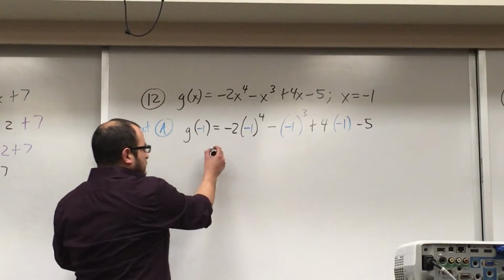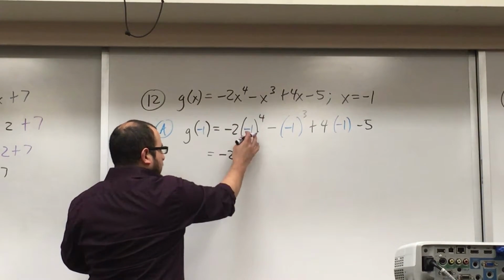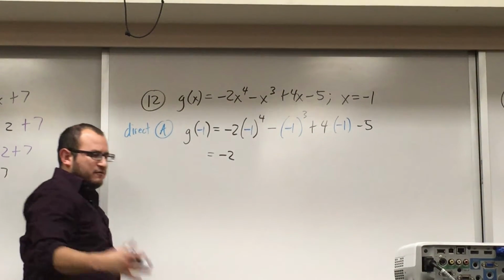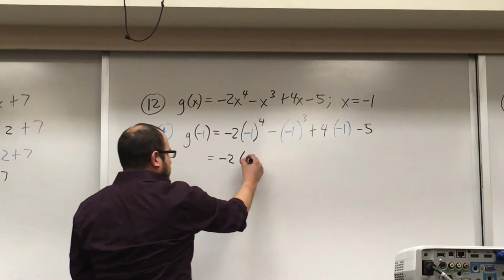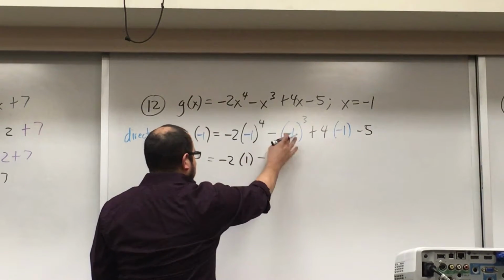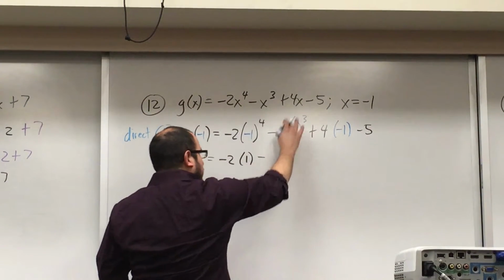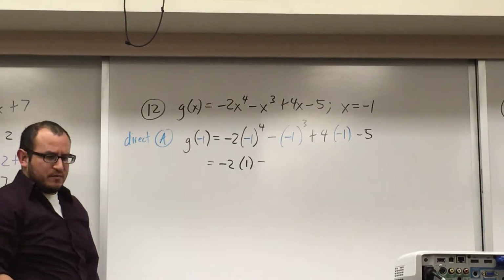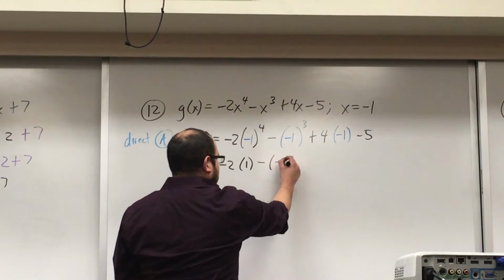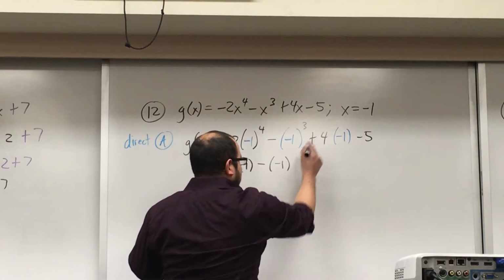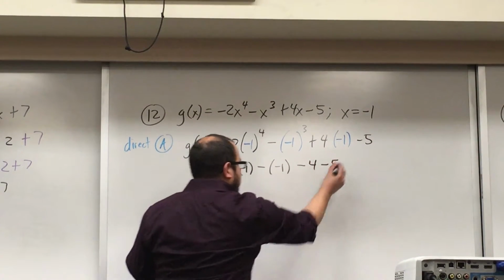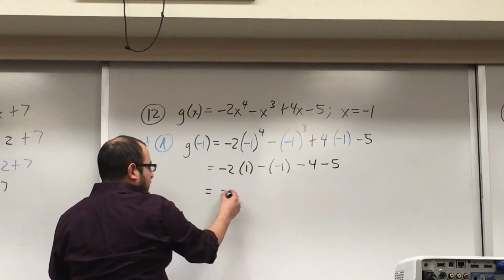There's a lot of negatives, so be careful, guys. -1 to the 4th, that means you're multiplying -1 four times. That's going to be a +1. Negative times a negative, you don't do that. You do -1 cubed by order of operations. That still gives me a negative. 4 times -1 is -4 minus 5. Evaluate this, we get -2.